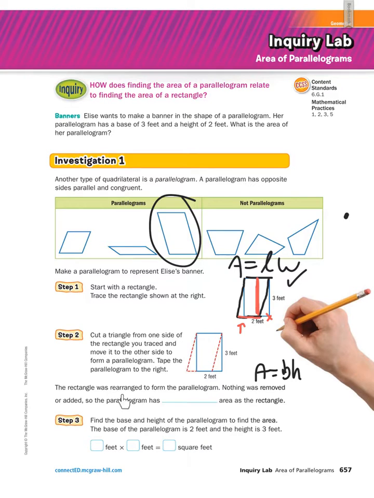Now, if I read this, it says the rectangle was rearranged to form the parallelogram. Nothing was removed or added, so the parallelogram has the same area as a rectangle. Now, in step 3, find the base and height of the parallelogram to find the area. The base is 2 feet, and the height is 3 feet, and 2 times 3 is 6. So that's supposed to show you how those two formulas are related.